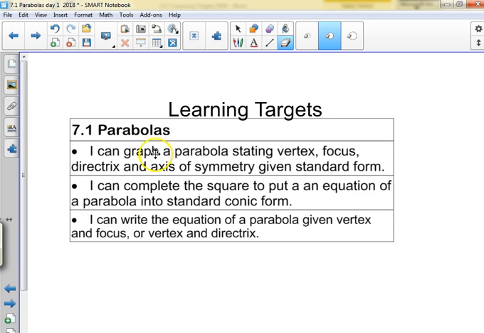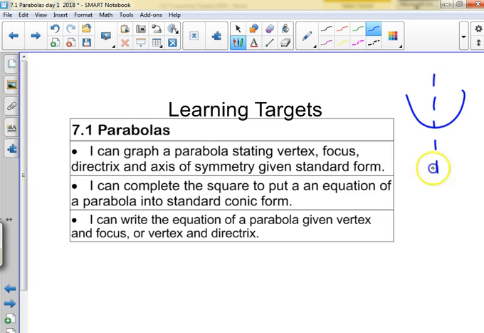Here's our learning targets. You need to be able to graph a parabola, finding the vertex, which you already know how to do. But now we're going to talk about focus and directrix. Axis of symmetry we're familiar with in that it's the line that goes through the vertex right down the middle, right? All right. You're going to have to complete the square to put an equation in standard conic form, which they call standard form, I think. And to be able to write an equation given a whole bunch of different situations.